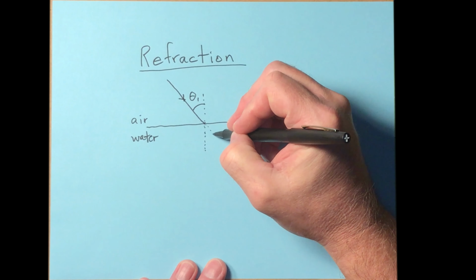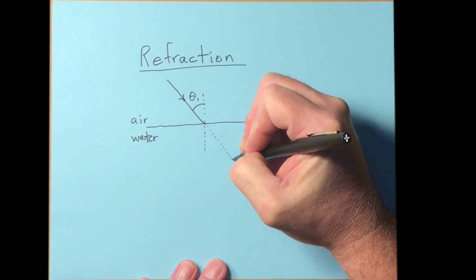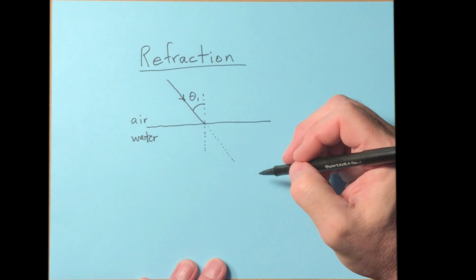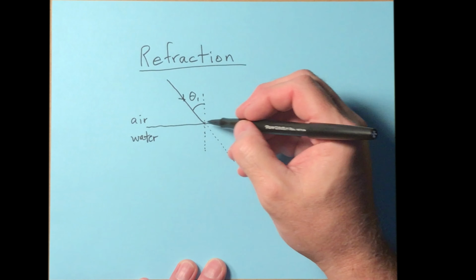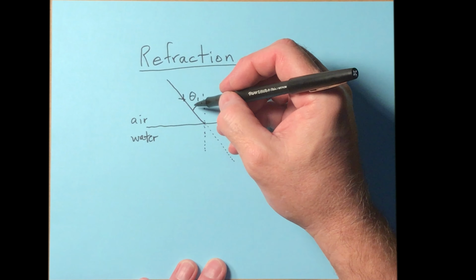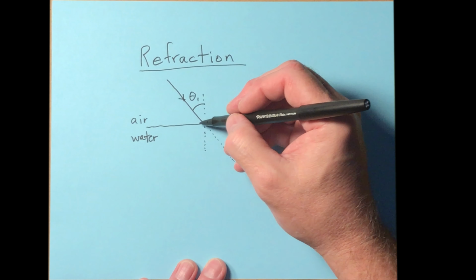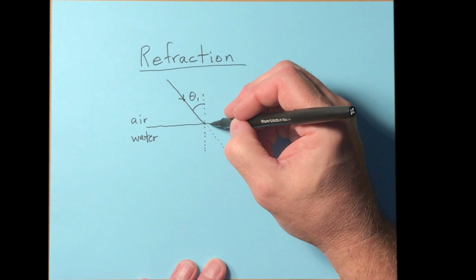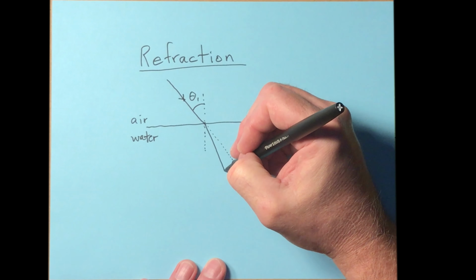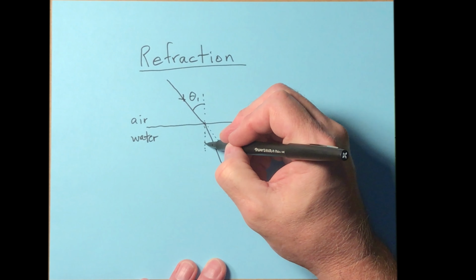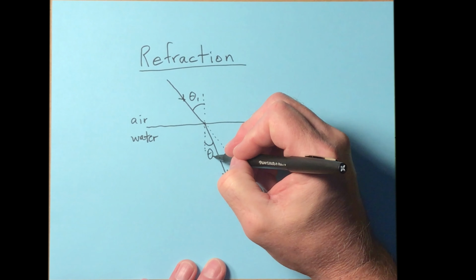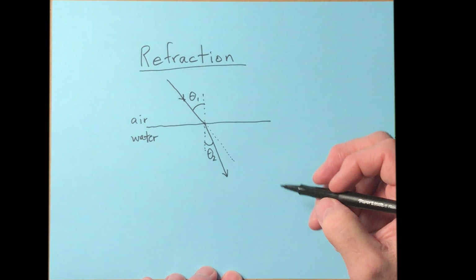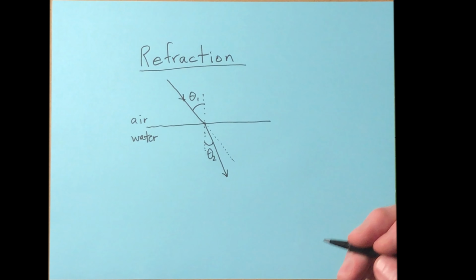So this might represent the path that it would normally take, and that path would be a straight line. But when it enters the water, that's the medium where it changes. So at this interface, something happens and the path is changed, and it may be deflected like this. And we get a new angle down here, which we'll call theta 2. Okay, that's the idea of refraction, that the path changes due to some change in the medium.